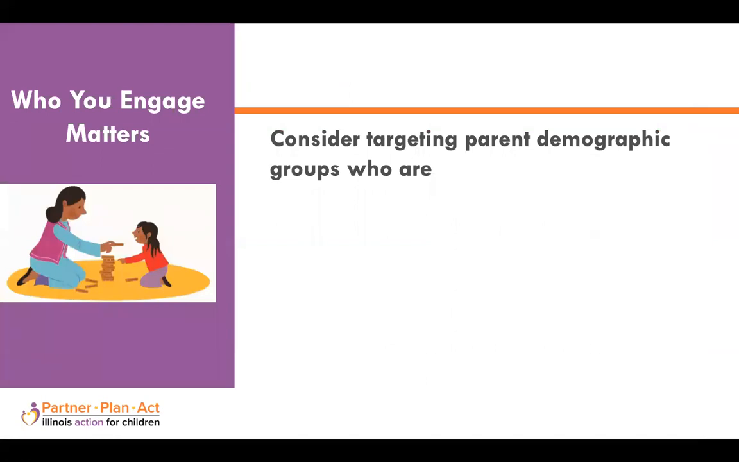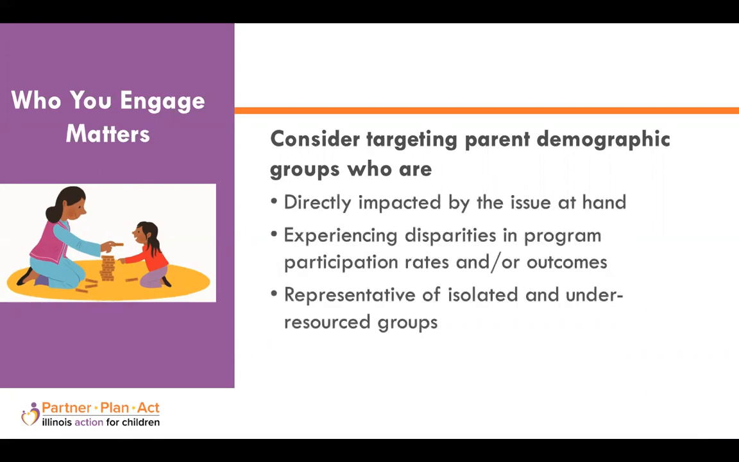Our communities are not cookie cutter, therefore our programs and outreach shouldn't be either. Different demographic groups experience the system differently, and historically it has not worked for Black, Indigenous, Latinx, and other racialized groups because these systems were created for and by white people. When engaging parents, it's important to consider targeting those who have been directly impacted by the issues that need to be addressed, reaching out to those experiencing disparities in participation rates and outcomes, and connecting with parents who are isolated and under-resourced.